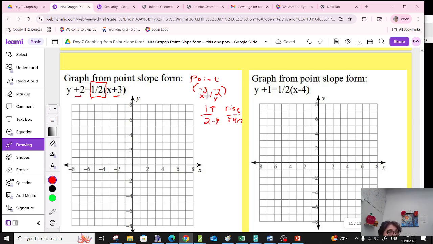Okay, so I graph this point and then I'm going to count using slope. So -3, -2 is right here. I'm going to go up 1 over 2, up 1 over 2. And then you can just draw your line.